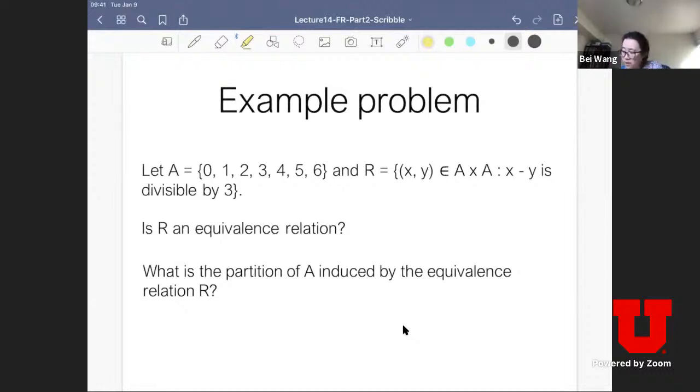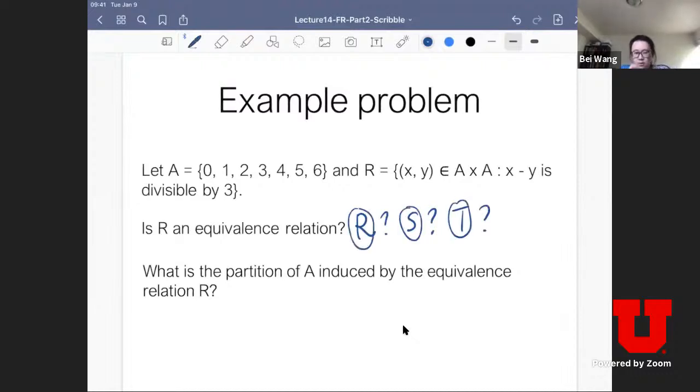So again, if you think about equivalence relations, what you need to think about is, does it satisfy a few properties? Does it satisfy being reflexive, symmetric, and transitive? That is how you decide whether a relation is an equivalence relation. So let's do this separately.